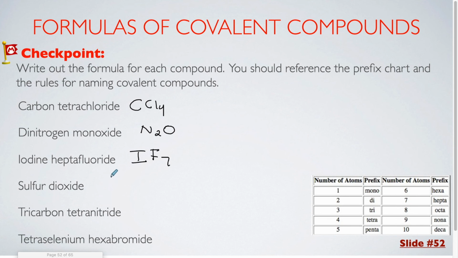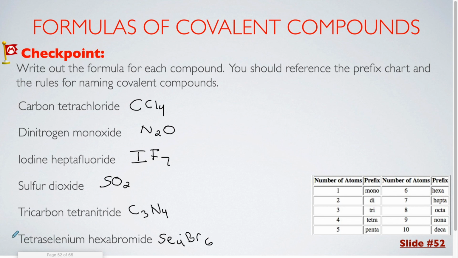Sulfur, no prefix, so just 1. Di means 2, so I have 2 oxygens, SO2. Tricarbon, so that means I have 3 of the carbons, tetranitride, 4 of the nitrogens. For the final example, we have tetraselenium. Tetra means 4, so Se4. And then hexabromide, so I have 6 of the bromines.